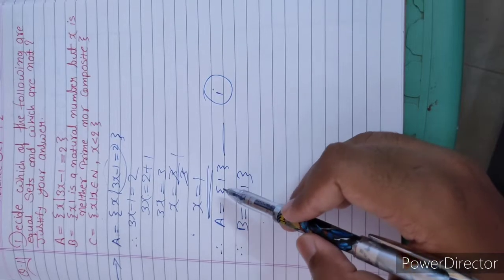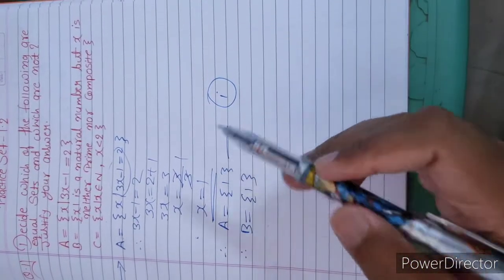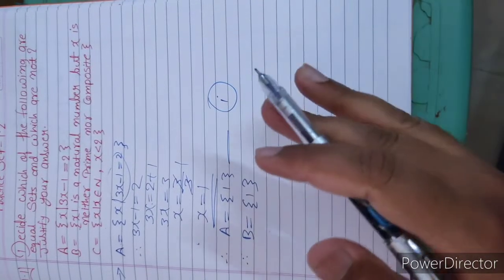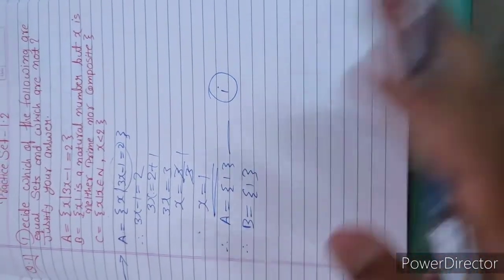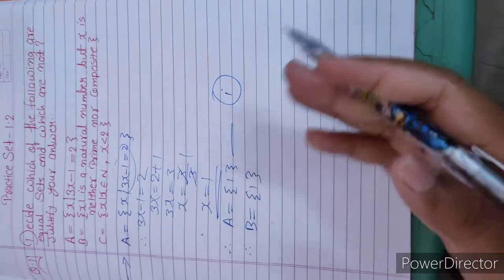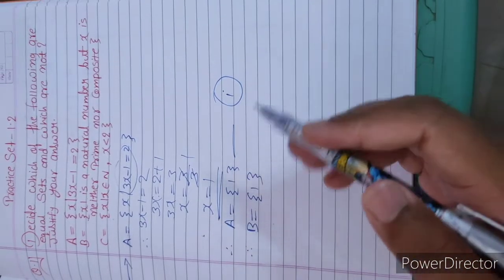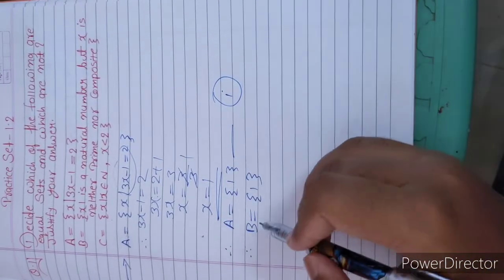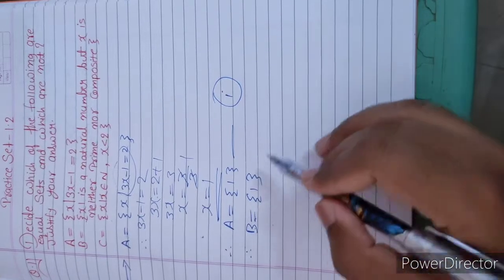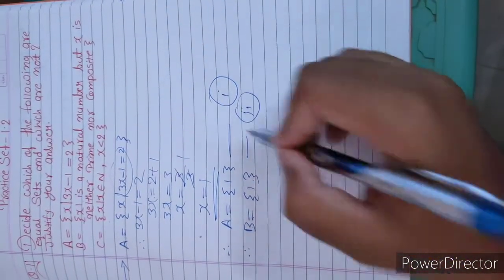You should remember the concept of composite numbers. Composite numbers are the numbers which are formed by the joining of two numbers. For example, how will we get 4? 2 into 2 is 4, and 2 plus 2 is 4. So composite numbers are made up of two numbers. B is a set of one element which is 1. So we write this as equation number 2.